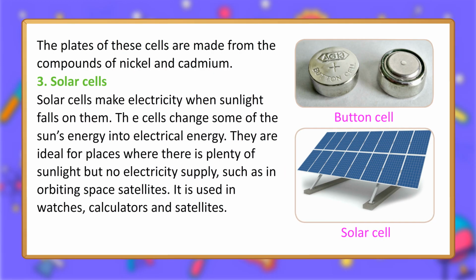3. Solar cells. Solar cells make electricity when sunlight falls on them. The cells change some of the sun's energy into electrical energy. They are ideal for places where there is plenty of sunlight but no electricity supply, such as in orbiting space satellites. It is used in watches, calculators and satellites.